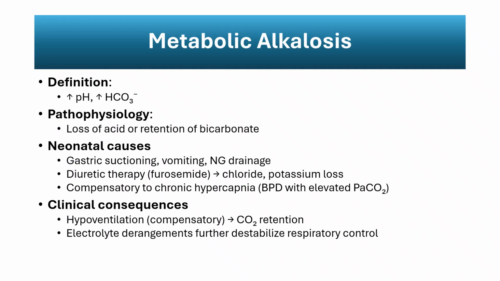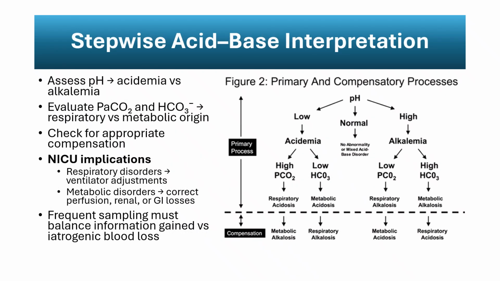When chronic hypercapnia is involved, adjustment of ventilator settings to maintain stable carbon dioxide content prevents recurrence. Direct bicarbonate reduction is rarely indicated. Normalization depends on correcting the underlying loss rather than neutralizing the excess base. Interpretation follows a logical sequence to prevent errors from focusing on individual values.